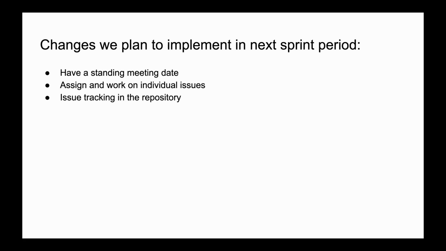And speaking of trackable progress, we want to track all of our issues in the repository. And more importantly, we want to track smaller issues rather than the larger overarching issues we've been tracking thus far. And that way we can break up the problems into smaller parts and work on them again in parallel, which will be better for our productivity.